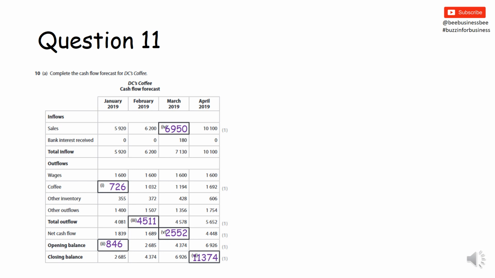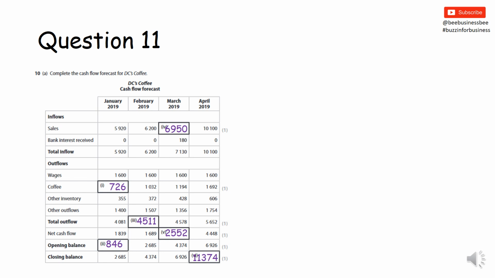Your total outflows for part 3 is easily calculated by adding together your wages, your coffee, your other inventory and your other outflows. And you would be able to calculate the sales revenue at the top because you know that your total inflows are 7,130. You've got 180. Take that away from that number and your missing number is 6,950.